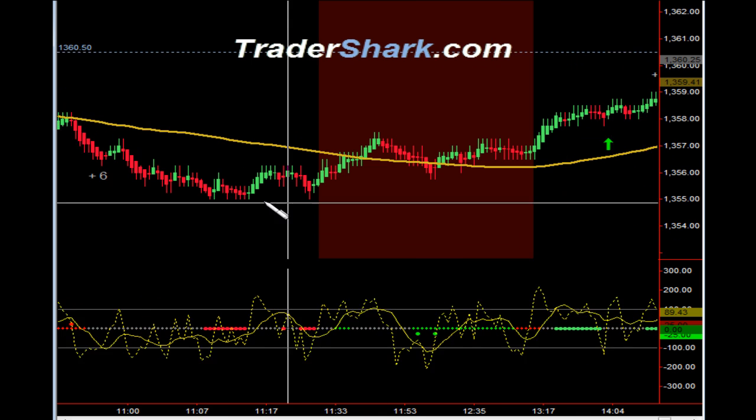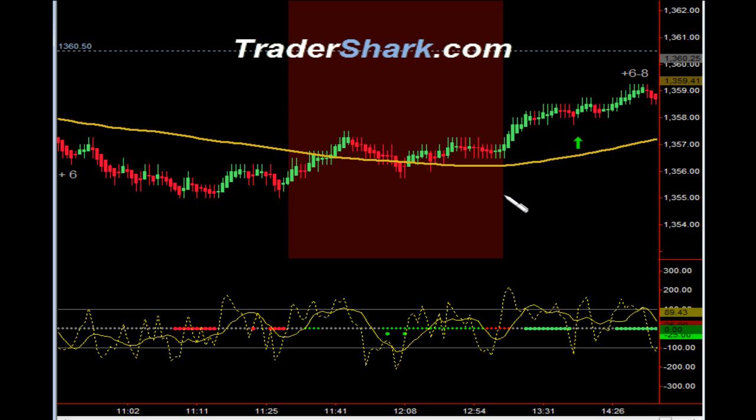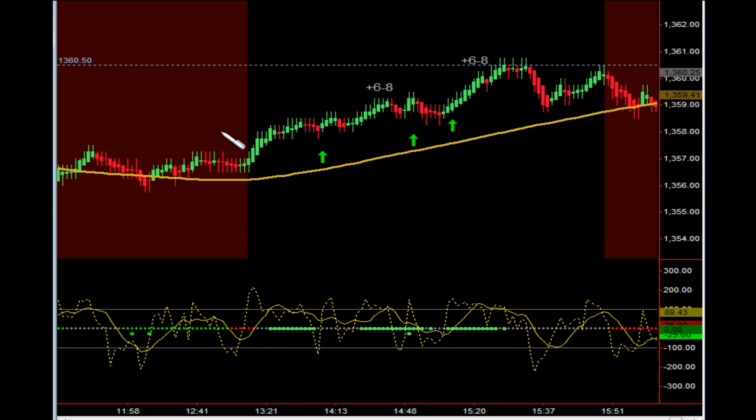Then we go into what's called a no trade zone from 11:30 until 1:15 Eastern Standard Time. Notice how narrow this no trade zone is. This is not normal. This is a low volume, options expiration kind of day. We expect a lot of chop.